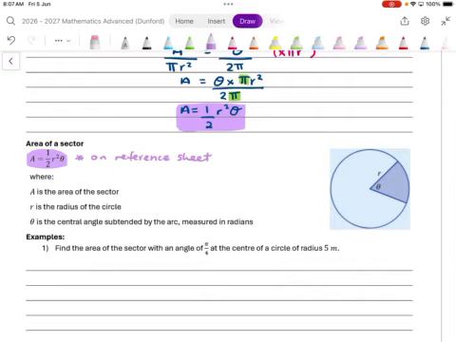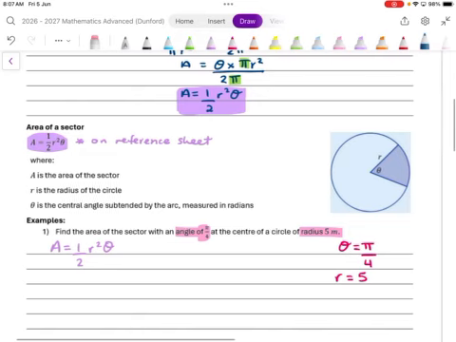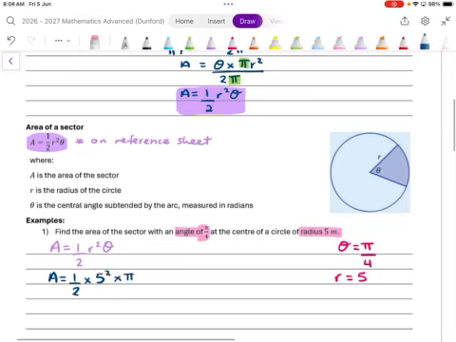Now, for our first example, we want to find the area of the sector with an angle of pi on 4 at the centre of a circle with radius of 5. So we have our angle of pi on 4 and our radius of 5. We're going to write those two pieces of information over on the side because they're the things we have to substitute into our formula. We write out our formula for area of a sector: A equals a half r squared theta. And then we just substitute.